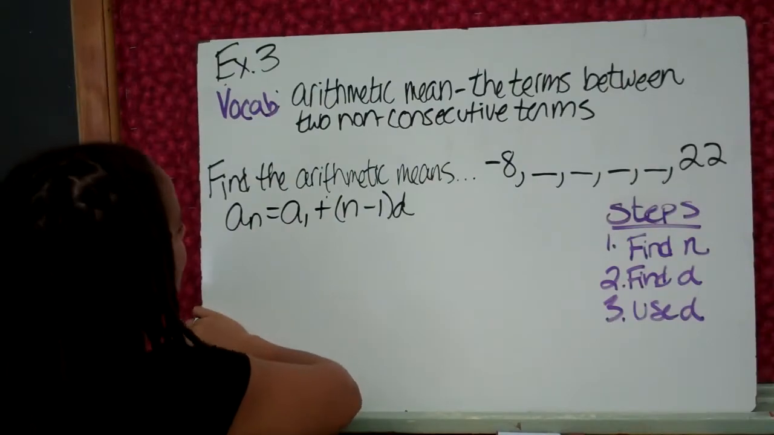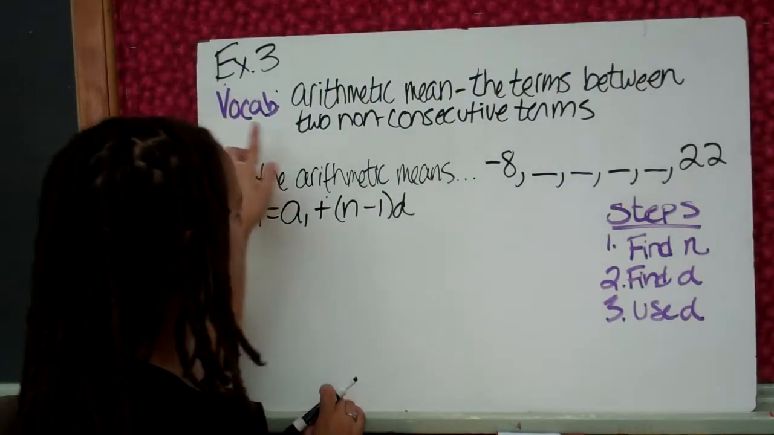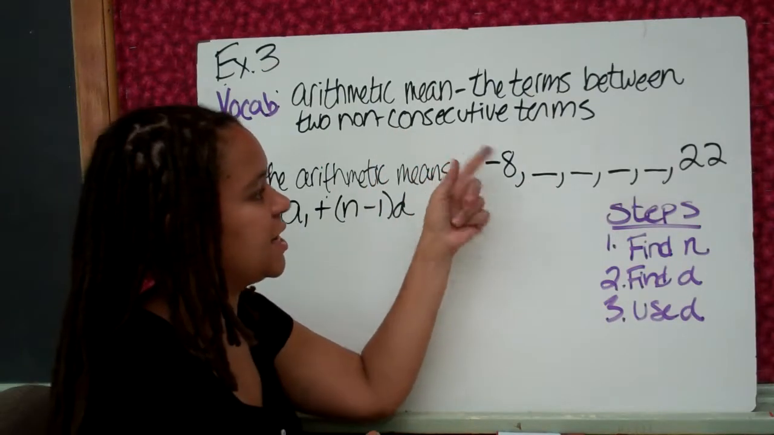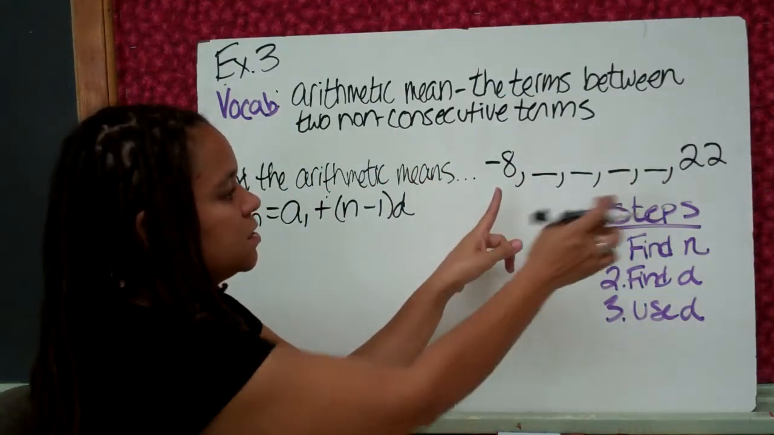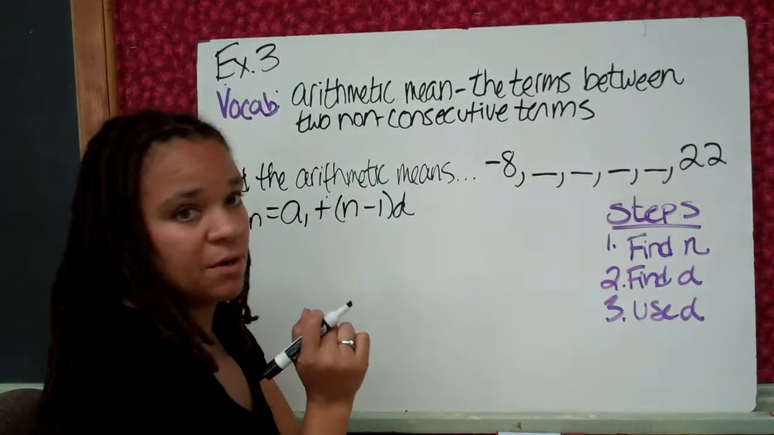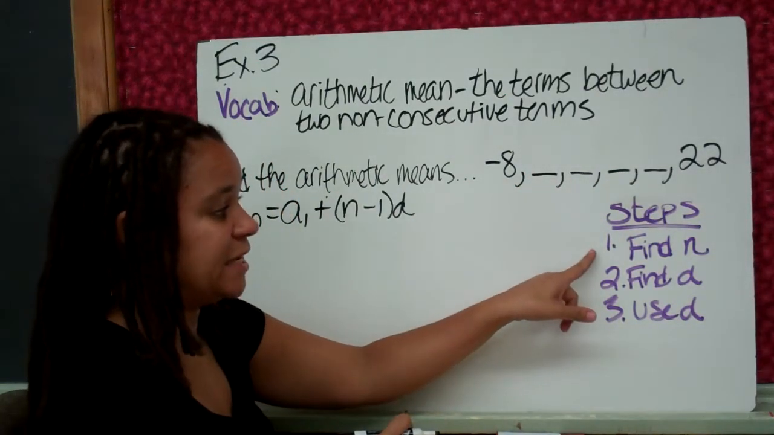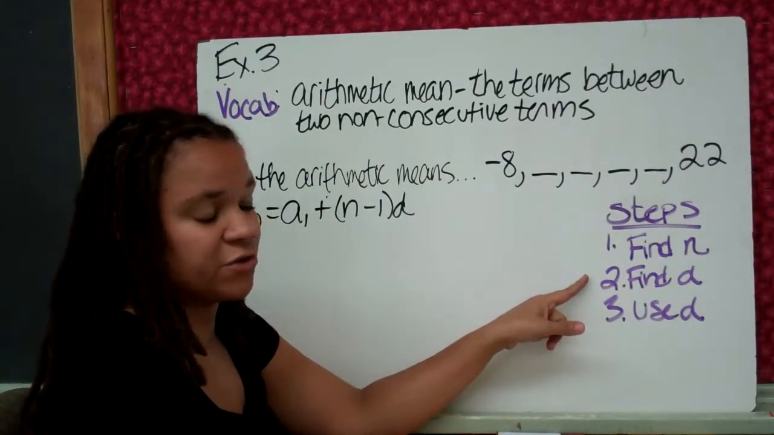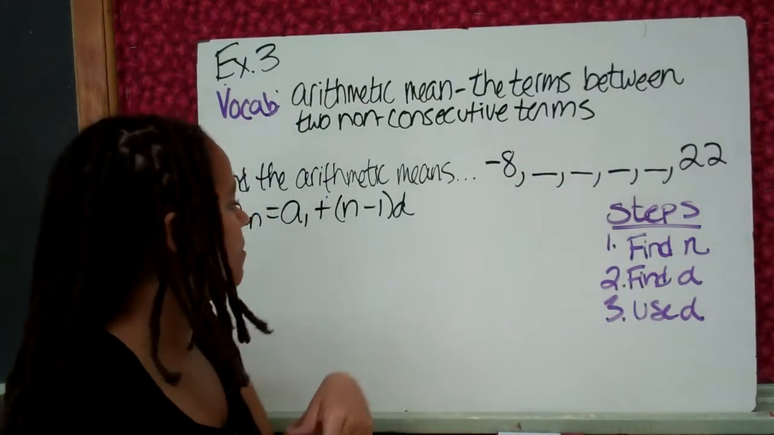All right, last example. Example 3, little vocab. Arithmetic means. Those are the terms between two non-consecutive arithmetic terms. So I have 2 terms, but I need to know what's in the middle. Well, the way we do that, we find n, how many terms there are, which we can see pretty easily. Find d, how they're changing, and then we'll use d to fill in the blanks.